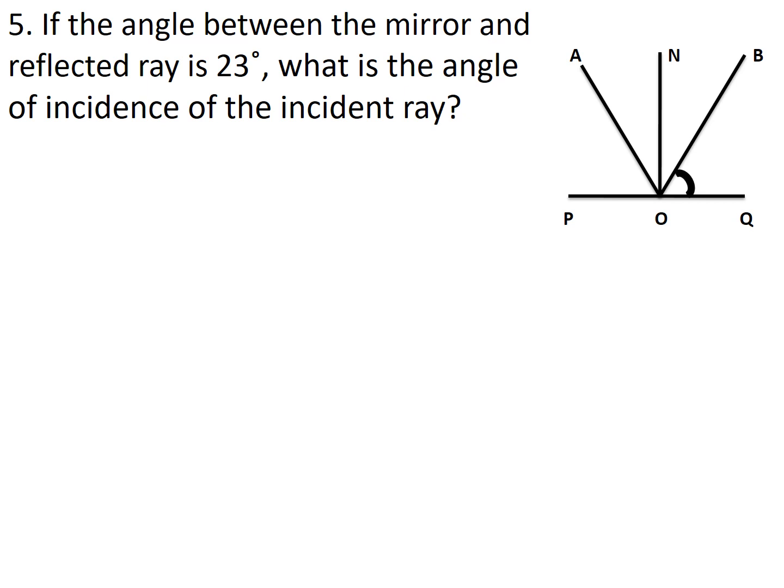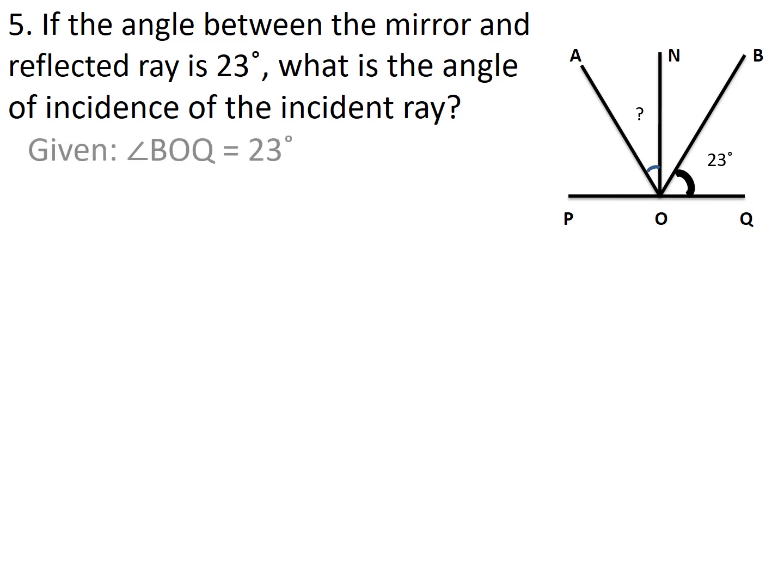Angle between mirror and reflected ray. Mirror is PQ, reflected ray is B. So the angle between mirror and reflected ray is 23. Okay. What is the angle of incidence? We did the similar sum before. Let's look at this once again.